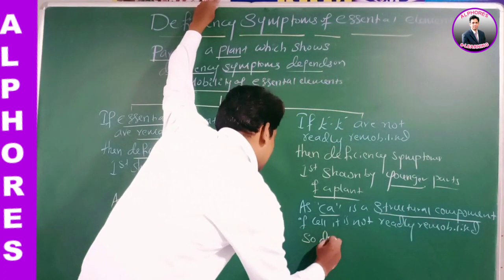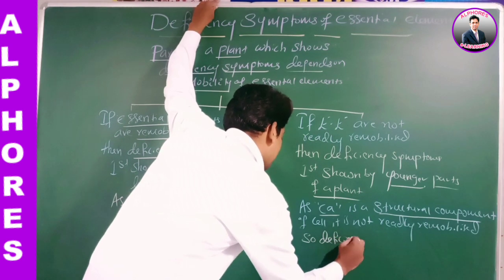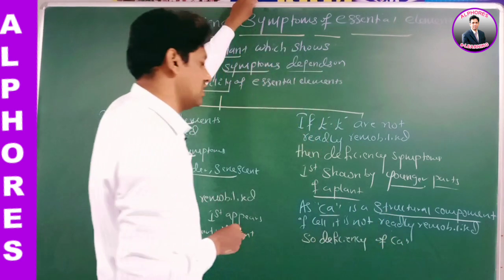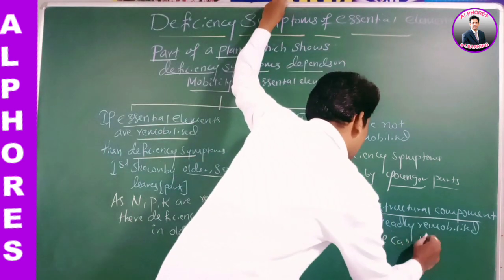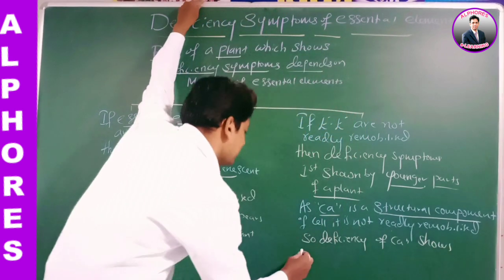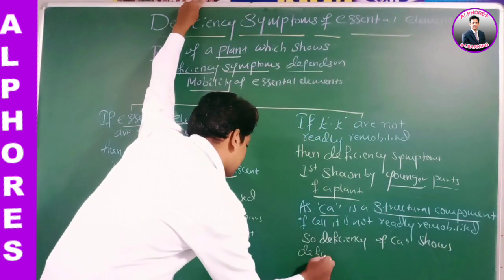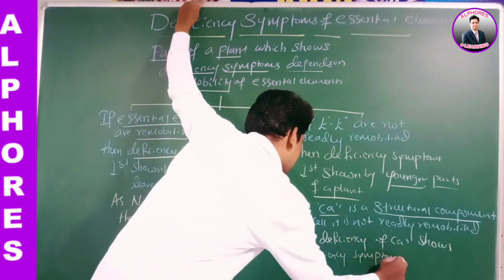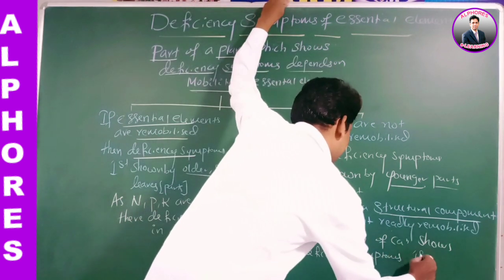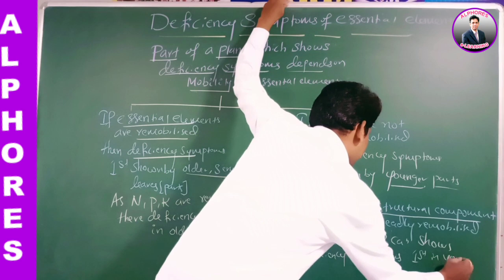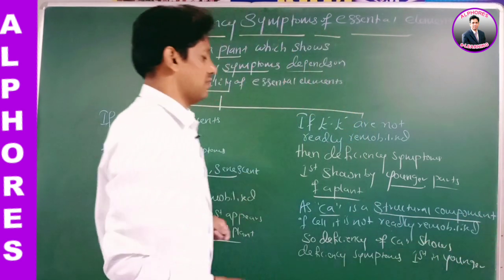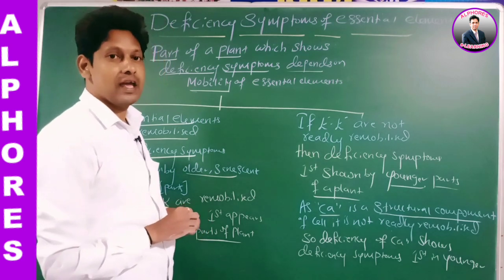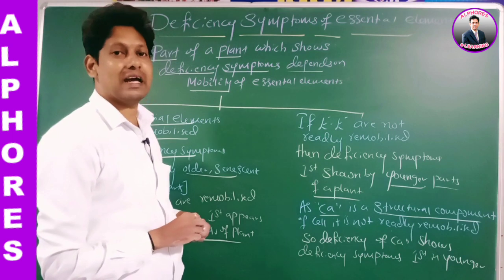So, if calcium becomes deficient, calcium shows deficiency symptoms first in which parts of a plant? Younger parts of a plant. So deficiency symptoms are first shown in younger parts of a plant, right?